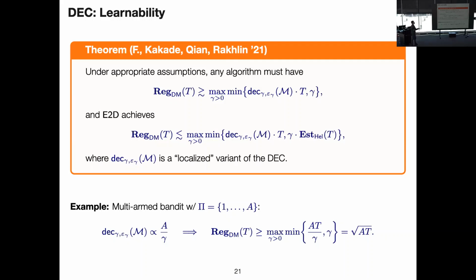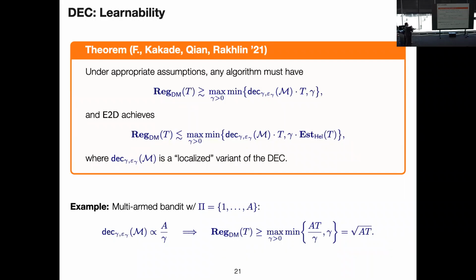Let me just give one more remark here. This DEC with the epsilon and gamma, this is what I'm calling a localized version of the DEC. This is where you're restricting to some subset of the class. I'm not going to go into detail about this in this talk, but I'm happy to get into the math for that offline. But this is the same quantity appearing in both the upper and lower bounds.